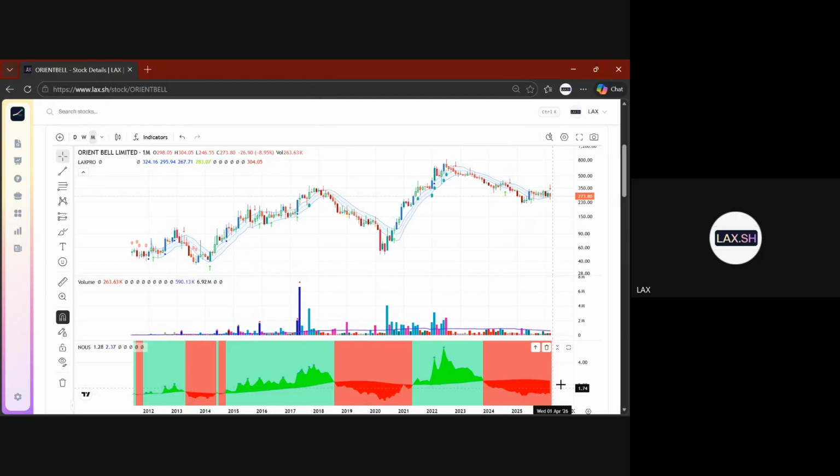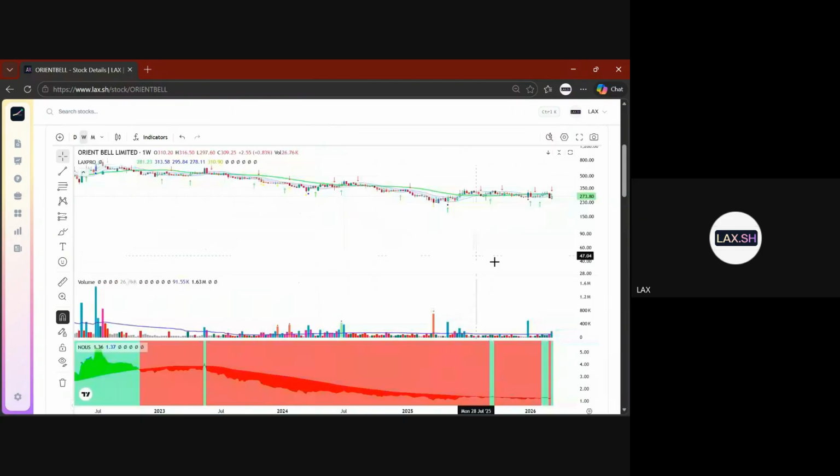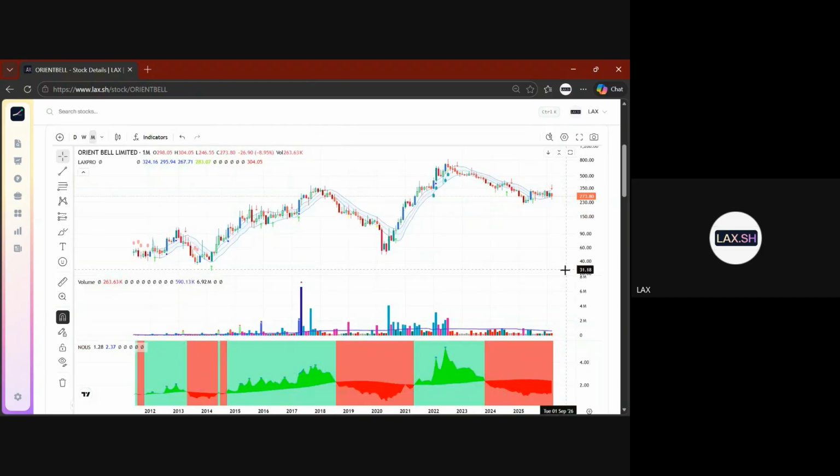Second will be when this turns green in this time frame. Weekly it has already turned green, so you'll have to wait for monthly green, right? At some point in the future, it will turn green. So two signals. Right now it has fallen a lot.